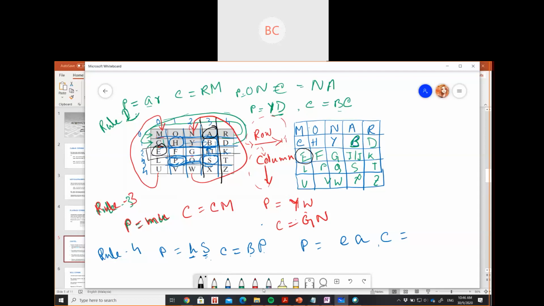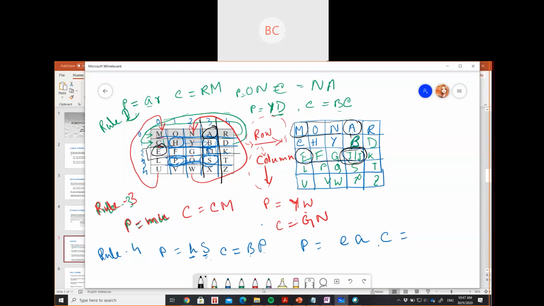Our plain text is E and A. Correct. So using rule 4, what we can do? See the locations again. For E and for the column A, what's in the same location? It's I and J. Correct. And for A, what's there? It's just M, and it's A. I'm just double circling it.